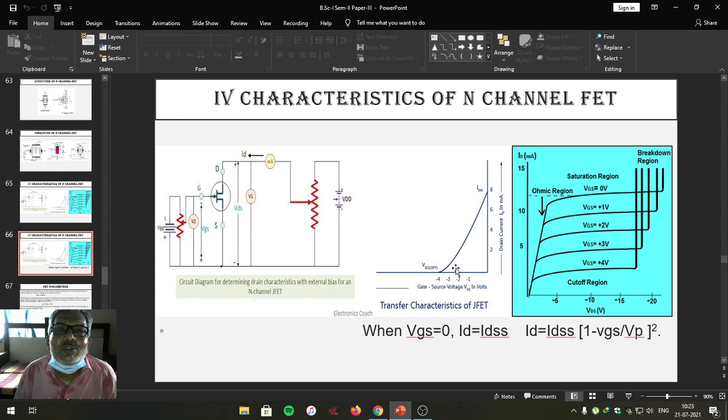Friends, this is how one can plot the transfer and output IV characteristics of N-channel FET.